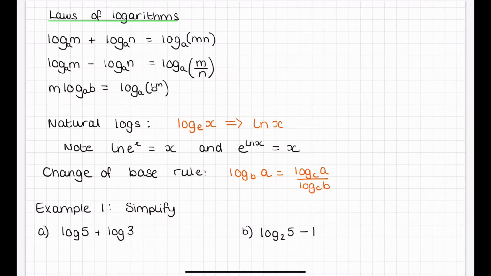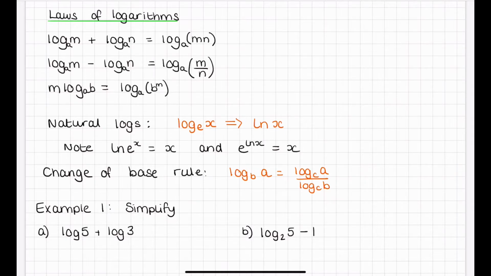So the first one, if we've got log_a m plus log_a n, then that actually equals log_a of m times n. You'll have noticed there the value in the a spot needs to be the same. And then if we have two logs that are minus from each other, so for example log_a m minus log_a n, then that equals log_a of m divided by n.